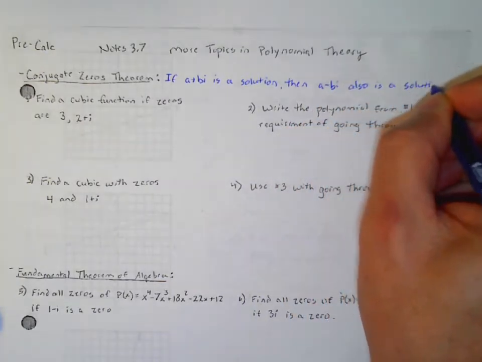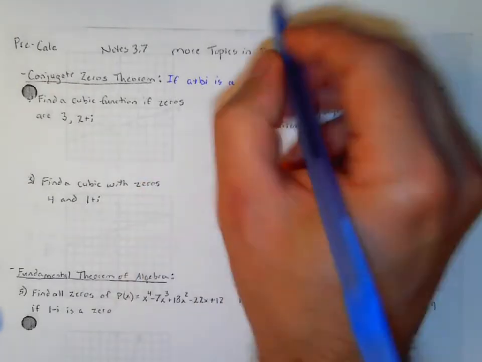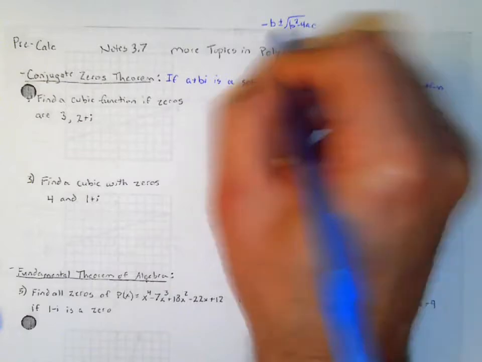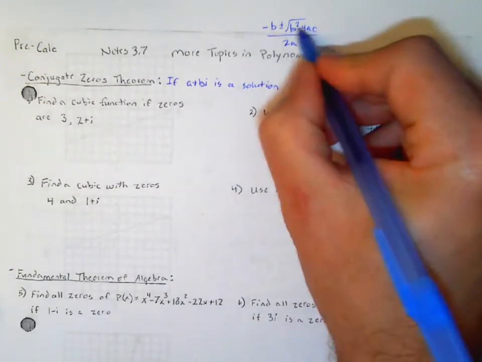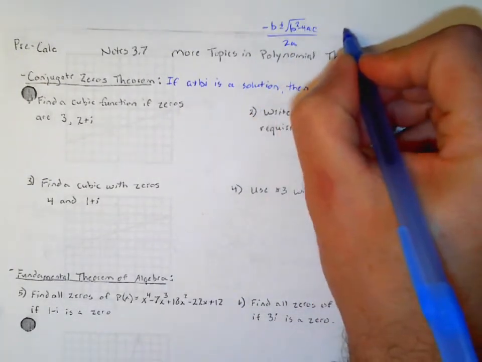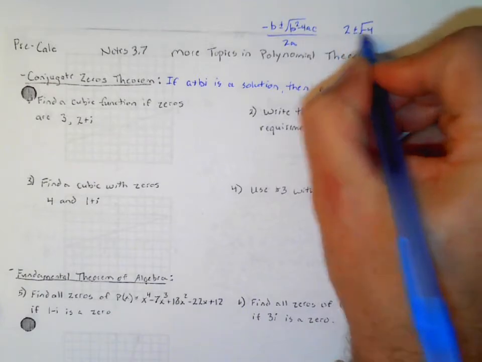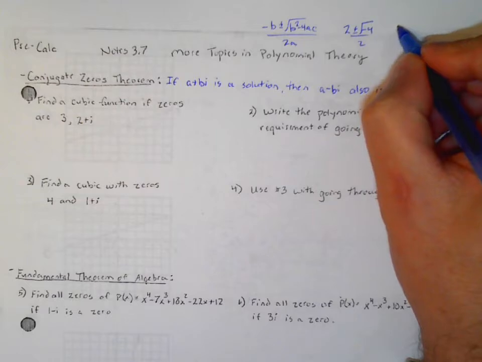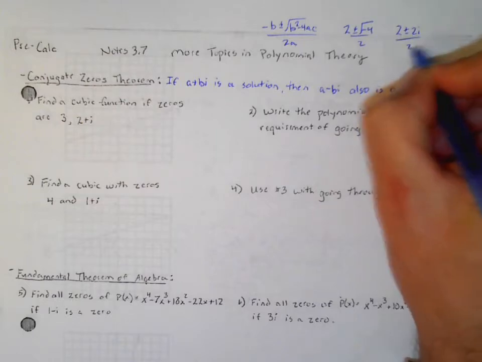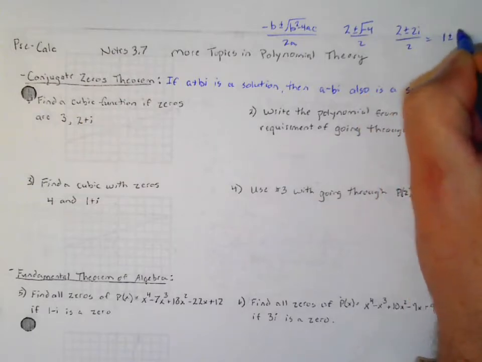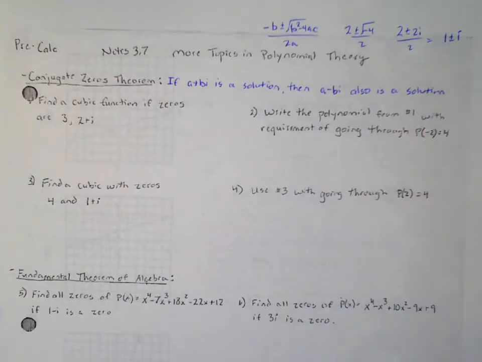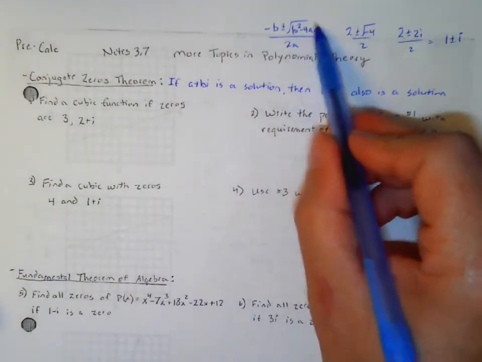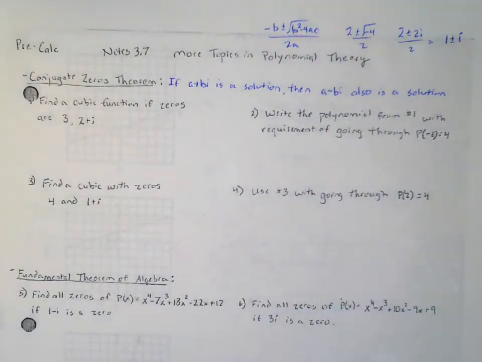We had said that these imaginaries always come in pairs because if you think about the quadratic formula, we get these imaginary answers because this is negative, right? But if we have something like 2 plus or minus the square root of negative 4 over 2, the square root of negative 4 is 2i, so we have 2 plus or minus 2i over 2, which simplifies to 1 plus or minus i. So we have 1 plus i and 1 minus i as answers. These imaginary answers always come in pairs because of this quadratic formula.